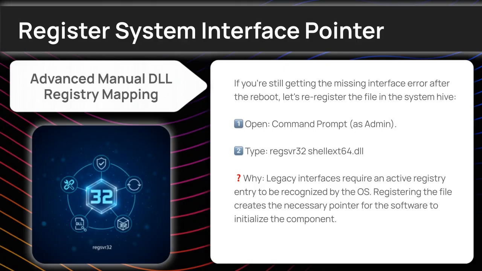First, open command prompt as admin. Second, type regsvr32, followed by your file name causing the error, then hit enter. Why are we doing this? Well, legacy interfaces require an active registry entry to be recognized by the OS. Registering the file creates the necessary pointer for the software to initialize the component.